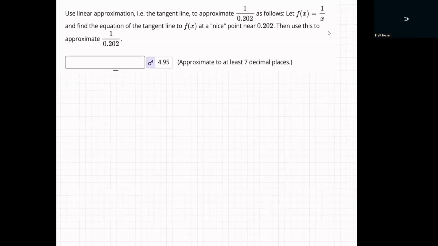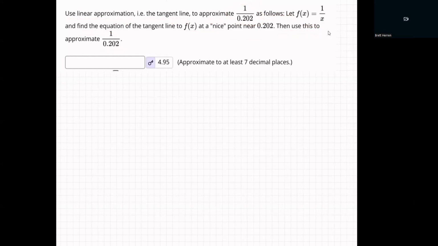Okay, so on this question, they're saying use linear approximation, i.e. the tangent line, to approximate 1 over 0.202 as follows. Let the function be f of x equals 1 over x, and find the equation of the tangent line to f of x at a nice point near 0.202. Then use this to approximate 1 over 0.202. Okay, so how do we do that?